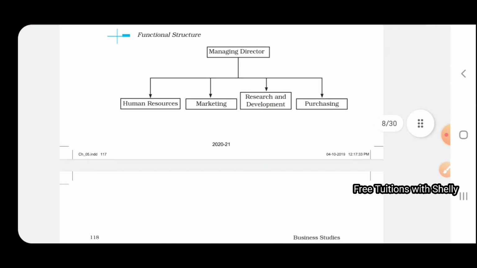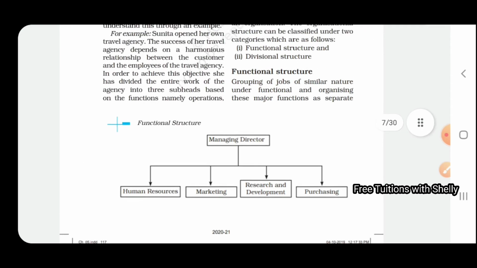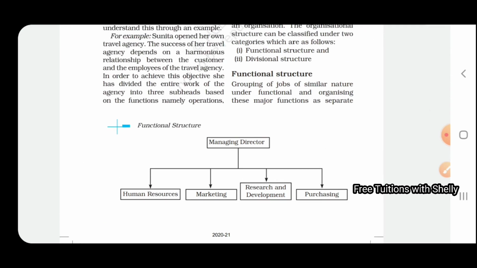Here you can see that human resource, marketing, research and development, and purchase are being divided under the managing director, and each of them is a different department. So the whole is divided into different divisions, and each division is again forming a department. All departments report to a coordinating head. So the human resource, marketing, research and development, as well as purchasing departments will report to the managing director, because the managing director is the head of these departments.